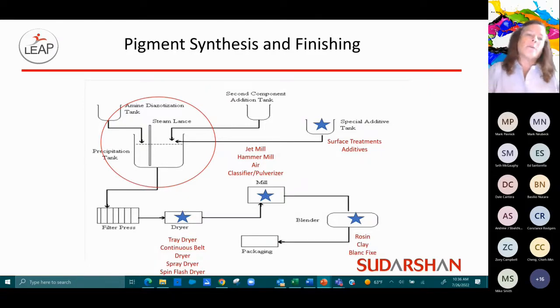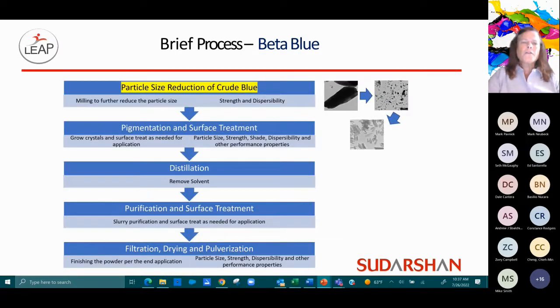So understanding all of the process steps for each of these areas from the chemistry perspective is extremely critical, as well as all of the options with respect to finishing. What kind of surface treatments are being used, what kind of drying is needed, what kind of milling is needed, and then any other additives used during the blending process. All of these are critical and have to be considered in the development process. So a few examples from past webinars.